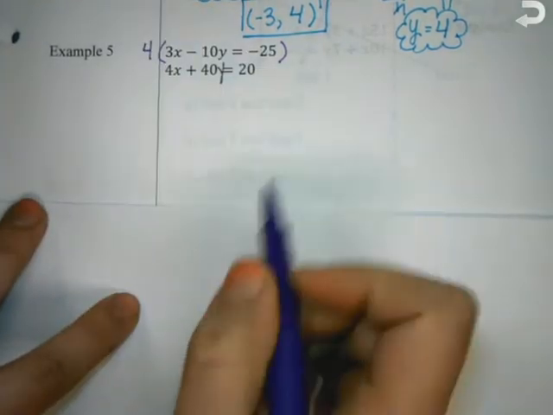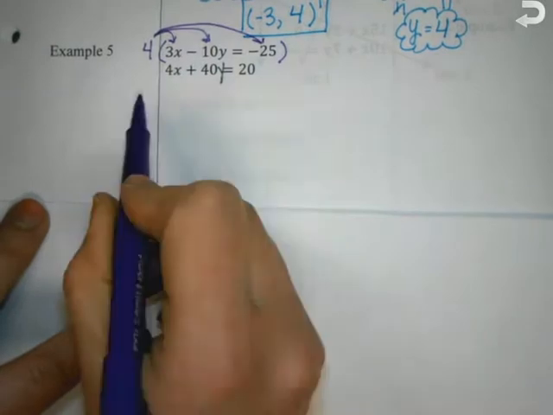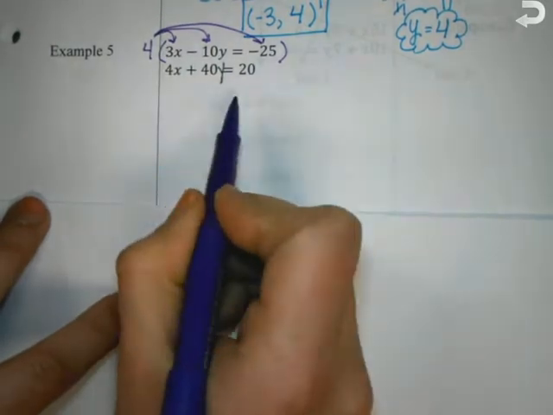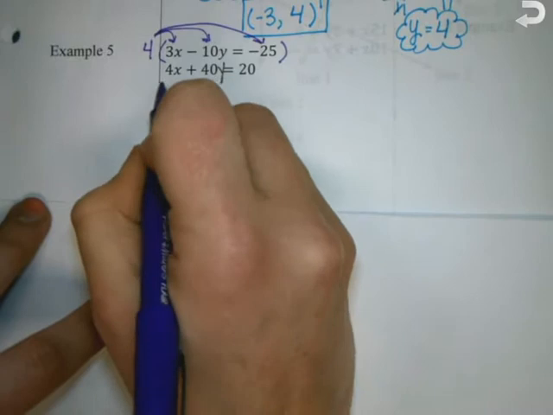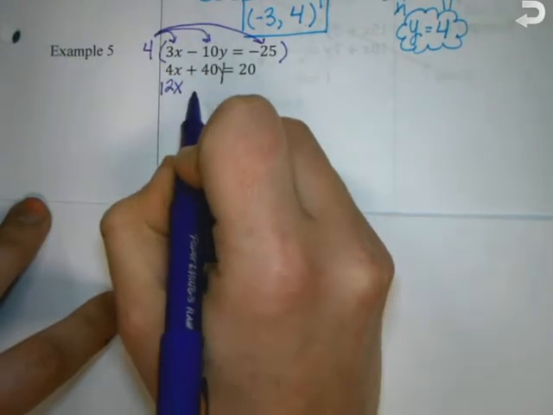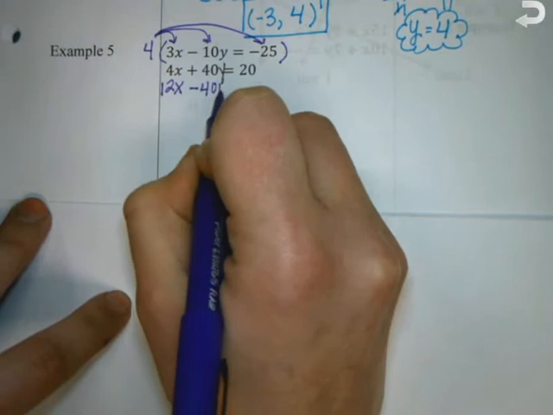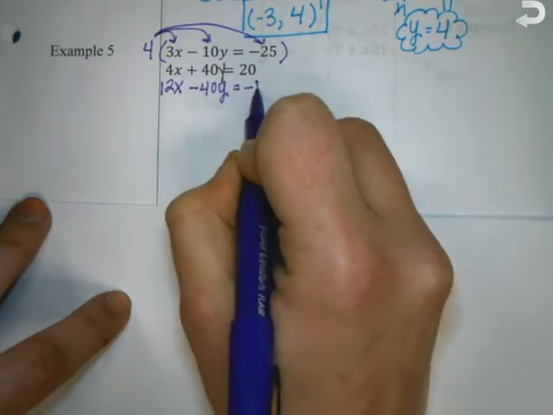So, distribute that 4 in, and let's rewrite the new equation below the original one. So, that's going to be how many x? 12x. 4 times -10y, -40y, equals -100. Okay, so now I can eliminate the y's easily, right? So let's add both equations together.